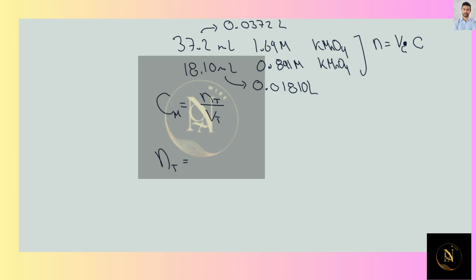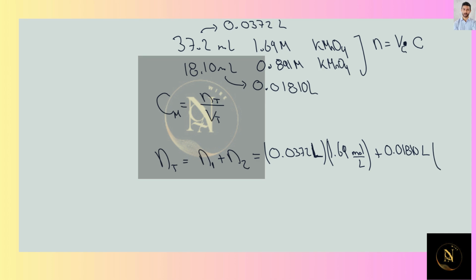So with this information, the total amount of mole is going to be equal to the amount of mole from the first solution plus the amount of mole of the second solution. From the first solution, we're going to have 0.0372 liters. We put the liters to not get confused, multiplied by the molarity, which is 1.69 molar. Remember that molarity means mole per liter. Plus the amount of mole of the second solution, which is 0.01810 liters multiplied by the concentration of the second solution, 0.881 mole per liter.